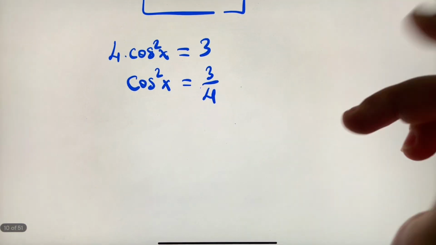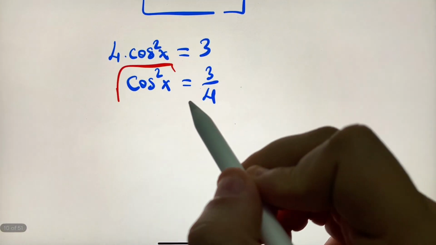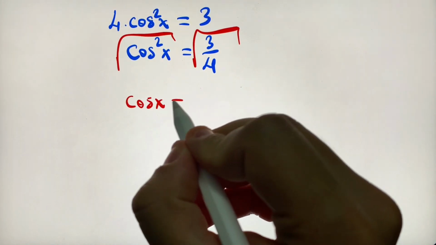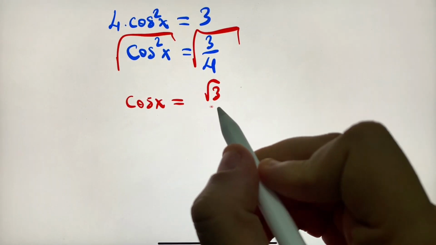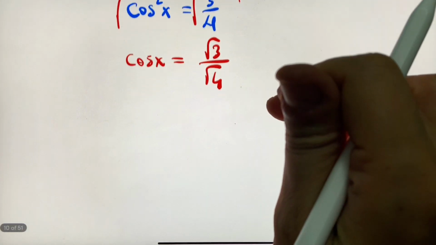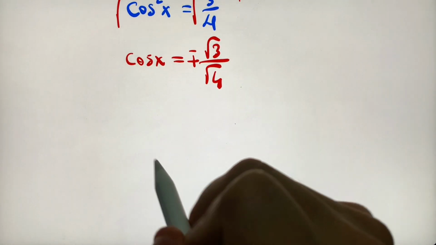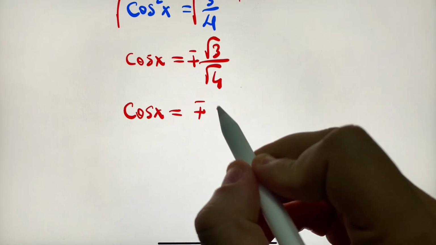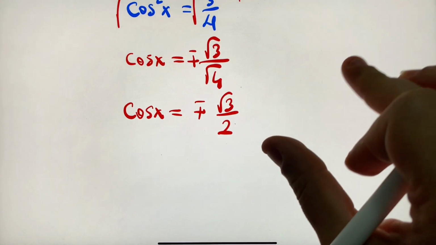Of course, what do we have to do to get rid of the square? We need to take the square root of both sides. In this case, cosine x will be root 3 divided by root 4. Of course, there should be a plus and minus in front again. Here the expression we call cosine x is plus minus root 3 divided by 2.